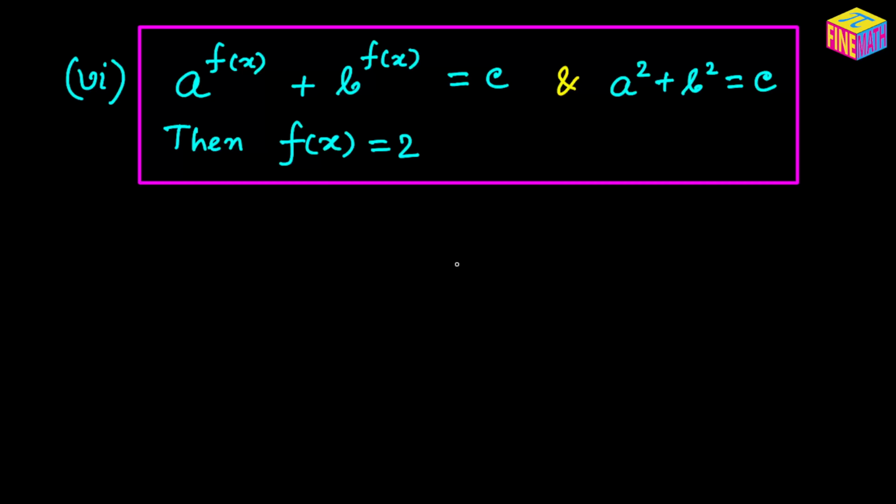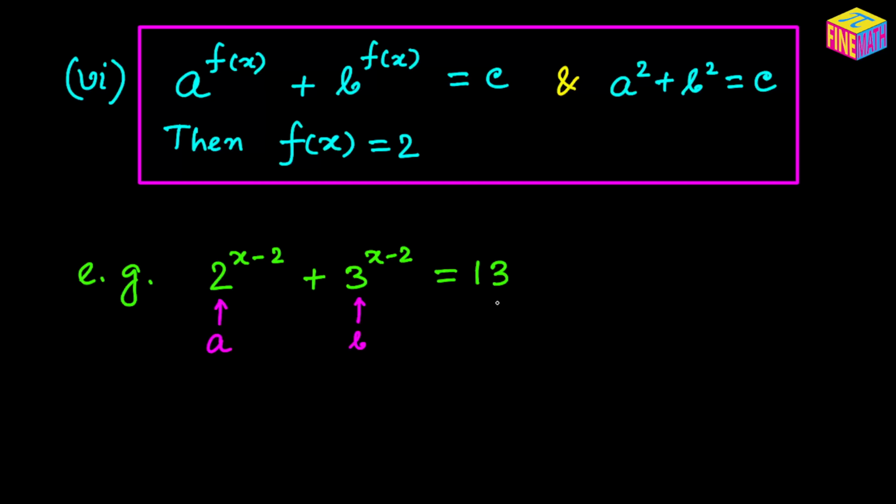So let's take an example. Suppose we are given an equation like this: 2 to the power x minus 2 plus 3 to the power x minus 2 is equal to 13. And here you see a is 2. This 2 is equivalent to the a as in the theory. So this is our a, here this is our b, and this is our c right here. So 13 is the c. Now if we do a squared plus b squared, let's see what happens. a squared plus b squared is equal to 2 squared plus 3 squared, which is 4 plus 9, which is equal to 13, and that is equal to c.